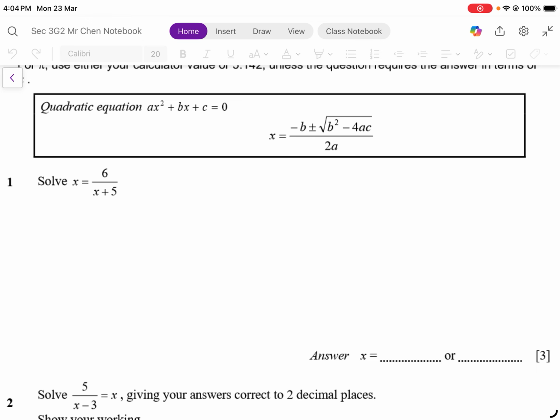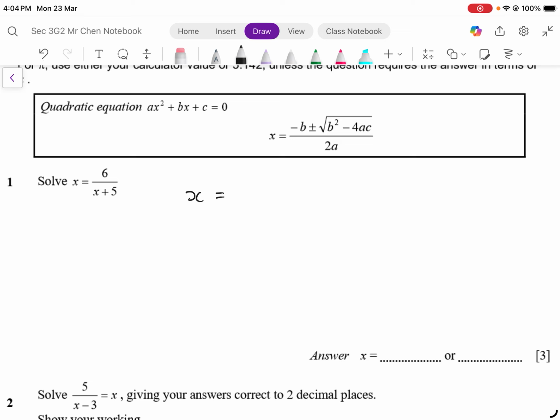Okay, so from here, how to solve? Very simple. From here, you can take this as over 1. So you cross multiply, right? If you are not familiar with cross multiply or you still don't understand the concept, what you can do is multiply by x plus 5 on both sides.